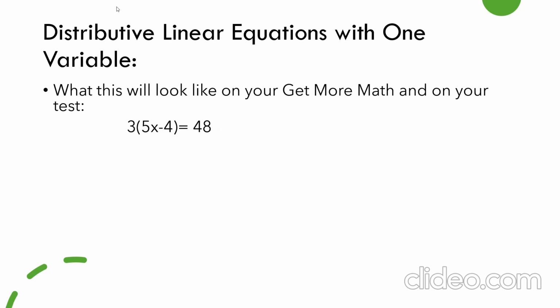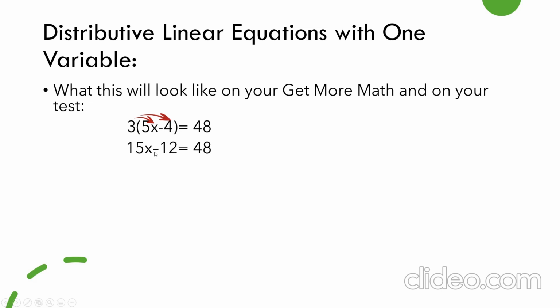Now, of course, we are distributing, so the 3 is going to be multiplied not only times the 5x, but also times the negative 4. So 3 times 5x gives us 15x. 3 times negative 4 gives us negative 12.